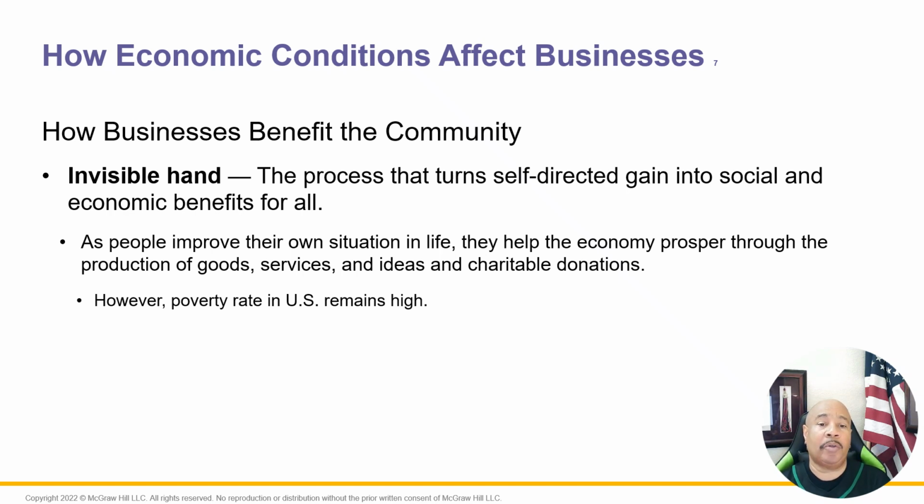As people improve their own situation in life, they help the economy prosper through the production of goods, services, and ideas, and also charitable donations. My son works at Goodwill, and I think that is just the most solid nonprofit organization to work for because they give back to the special needs community. My son's autistic, and for him to be embraced and helped to get employment and tutored and or mentored through that journey is just phenomenal. This goes back to the invisible hand.